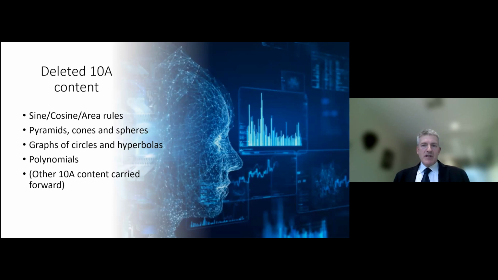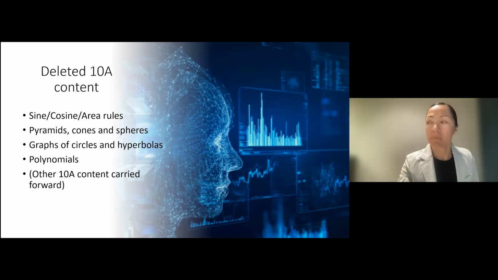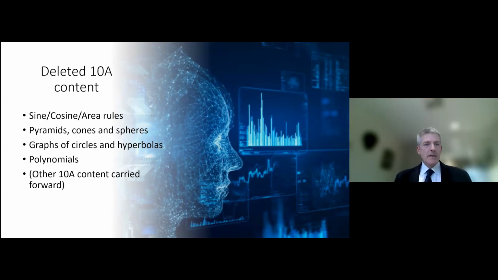Now, you'd be interested to know that some of the 10A content has been deleted, and then some new optional pathways have been inserted. So one of the things that has been removed, I believe, are the extension areas of trigonometry, looking at the sine rule, cosine rule, and area rules for triangles. In measurement, pyramids, cones, and spheres are not in the 10A curriculum anymore, are not listed. Graphs of circles and hyperbolas, I don't believe, are listed as well.